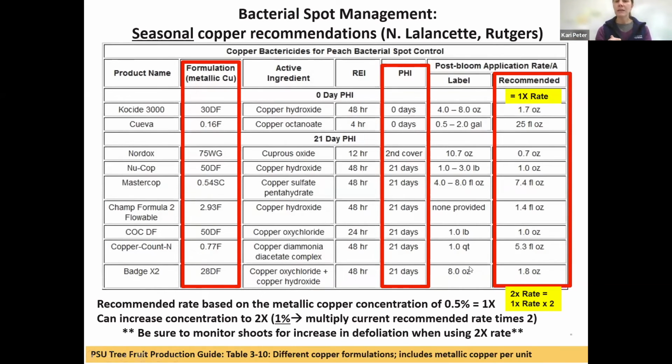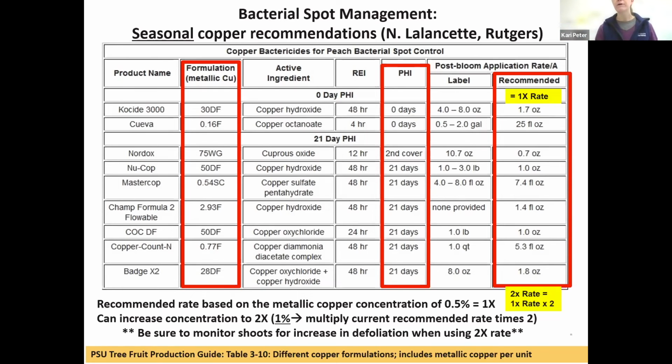As you can see, in many of these cases it is significantly less than what the label says, okay? This is how we use the copper smartly, using it at a certain metallic rate, either 0.5% or 1%. It's important to monitor your trees, especially when you're using the higher rate, because maybe you see it's a sensitive cultivar and the leaves are falling a little too much.